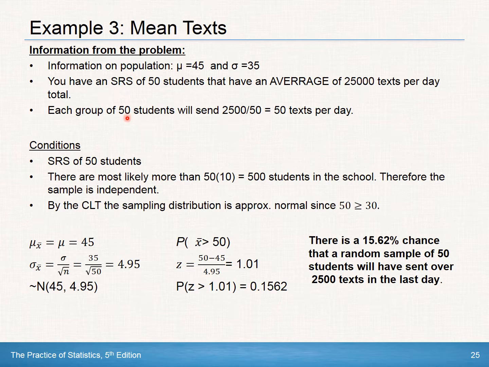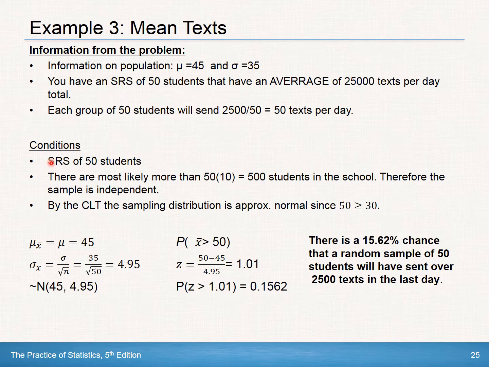Okay, and then each group, so here's the tricky part for this one. We have an SRS of 50 students that have an average of 2,500 ticks per day. So each group of 50 students is really sending 2,500 divided by 50, or 50 ticks per day. Okay, so that's a little bit tricky in understanding that the 50 students have an average of 2,500 ticks per day. So if we're looking at the individual groups of 50 students, we have to divide that.